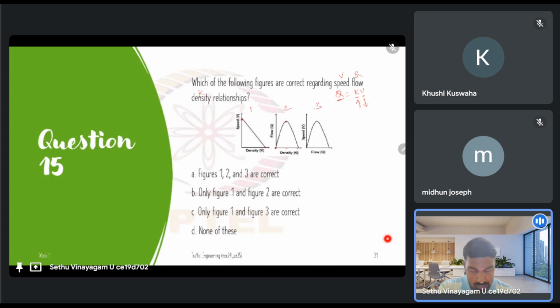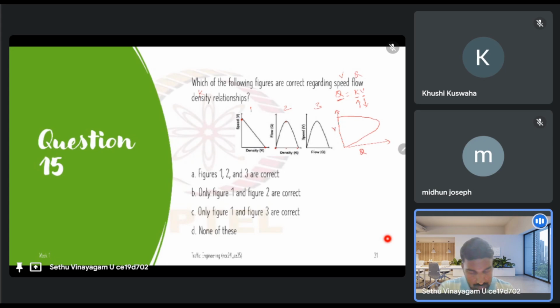So the third relationship is between the speed and the flow, right? So Q and V. This particular relationship is incorrect. Why? Because what is the true relationship between speed and flow? It should be like this, right? So on the x-axis we have the flow, y-axis we have the speed.